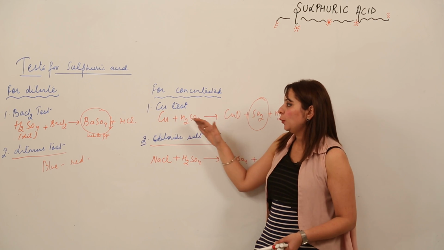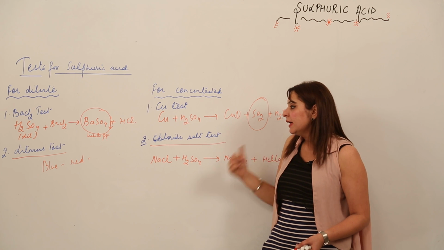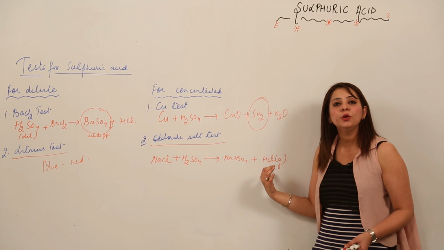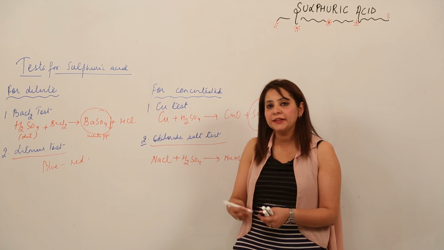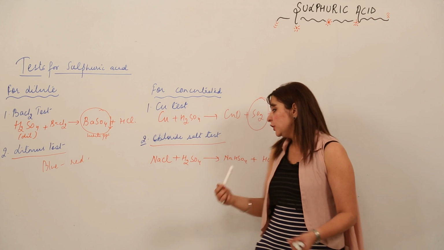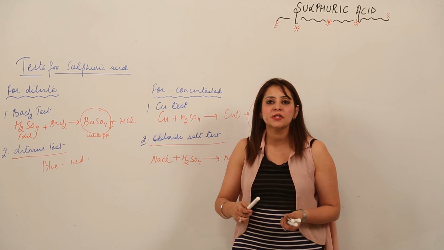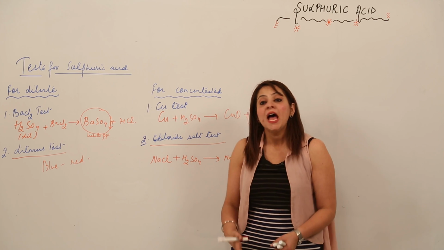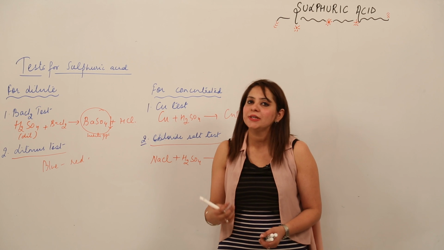And when we talk of the copper test, it evolves a gas with a pungent smell, that is sulfur dioxide. And in the case of the chloride test, we get hydrogen chloride gas. And how can we identify that hydrogen chloride gas? We just bring the glass rod dipped in the ammonia solution near this beaker. The formation of white fumes indicates that hydrogen chloride gas is evolved, and that means the given substance is identified as concentrated sulfuric acid.